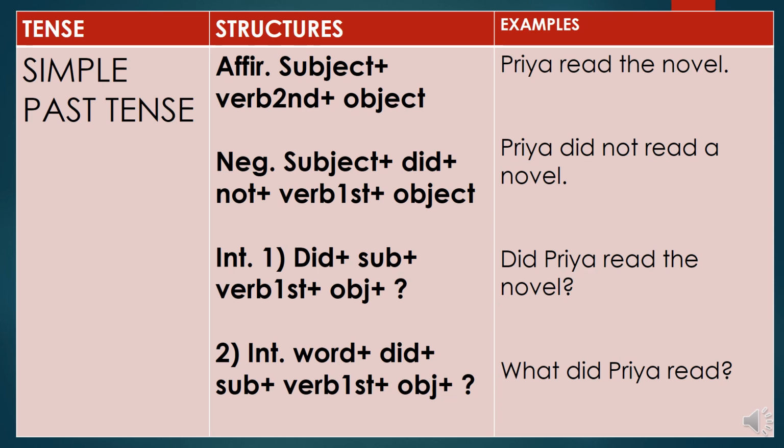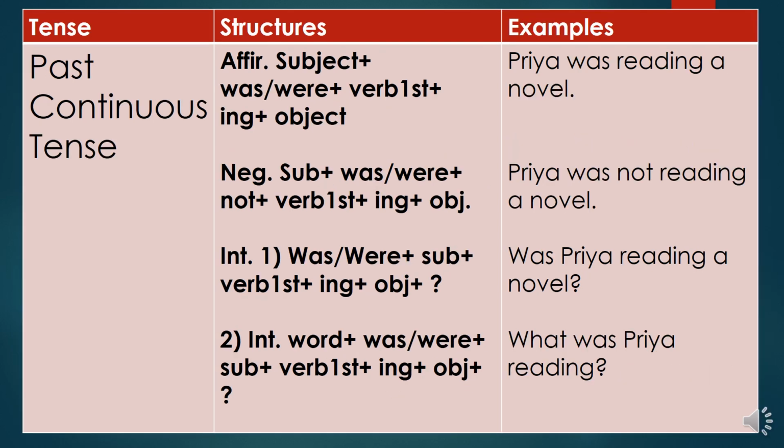Now let's go ahead with the second form of past tense. Here we have the past continuous tense or the past progressive tense. So first let's see the example of the affirmative sentence. So here one thing you have to keep in mind, that when you're writing the sentence in past continuous tense, what is past continuous tense?